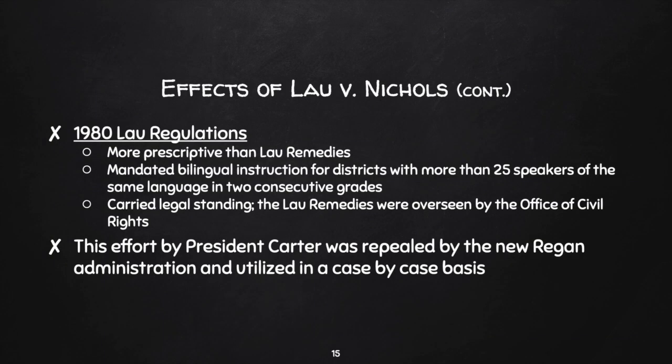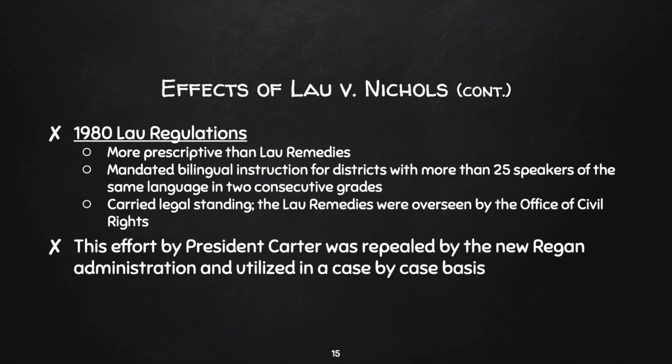So in 1980, there was a reauthorization of the Lau remedies, and it was turned into the Lau regulations. With these Lau regulations, they were put into the Equal Opportunity Education Act, and they started to have much more of a weight that went with them. They carried a legal standing. The remedies were only seen as compliance, and they were overseen by the Office of Civil Rights.